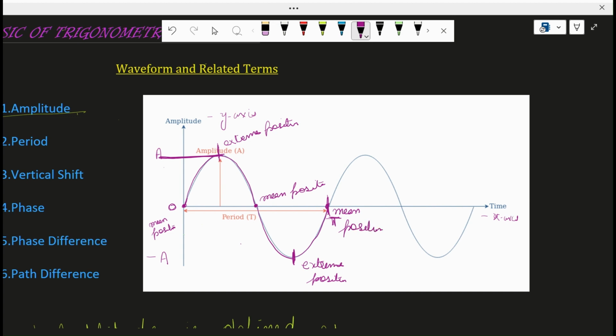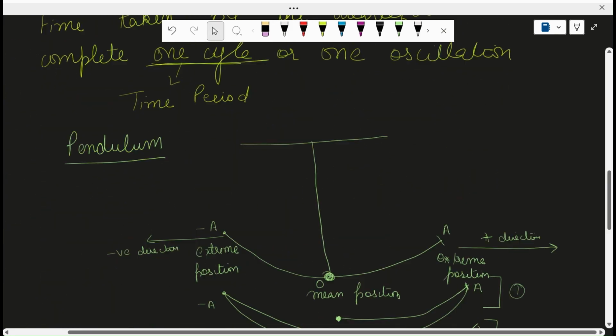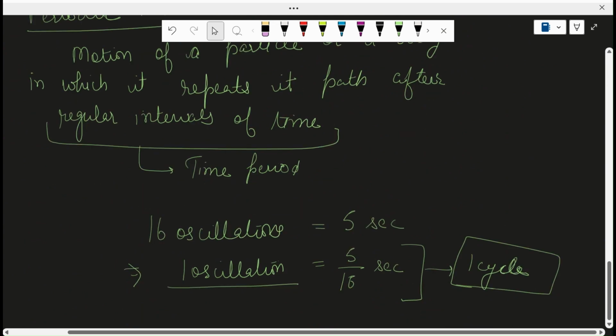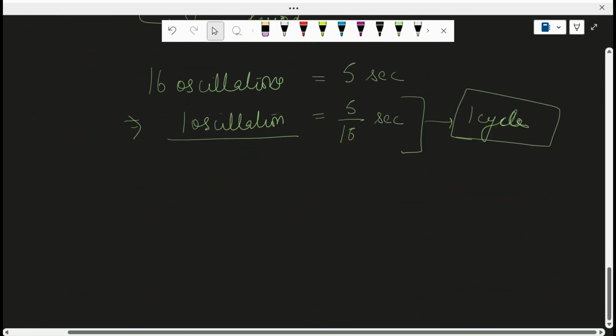So now we see that this particular cycle will repeat itself on this waveform, where this is the extreme position, this is again the mean position, this is the extreme position on the negative side, and this motion will continue, right? So this is a periodic motion with a time period t and amplitude a. Okay, so I hope through this example you are clear with the period.